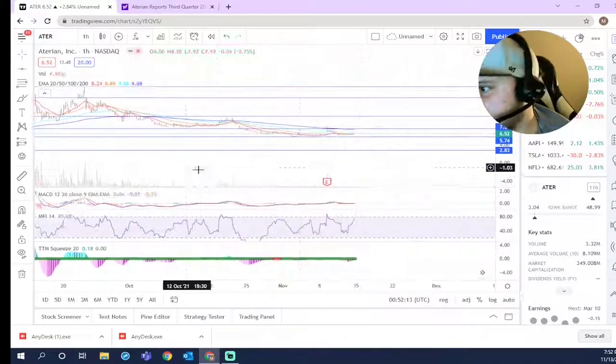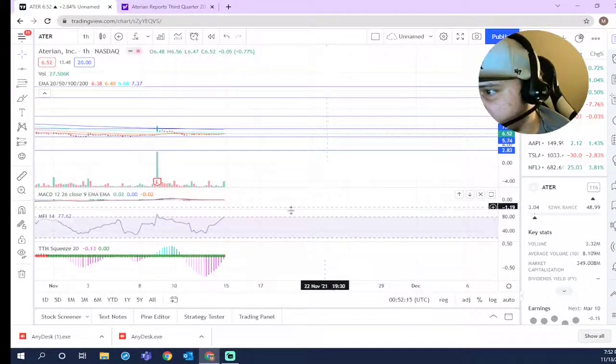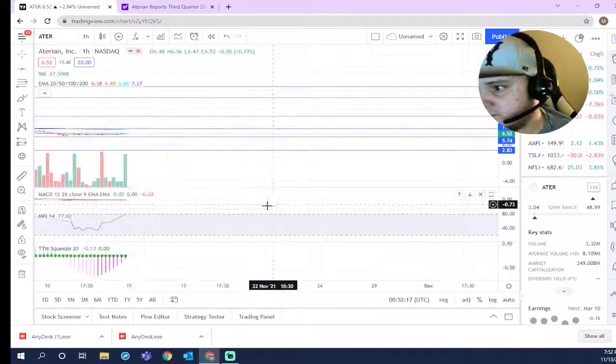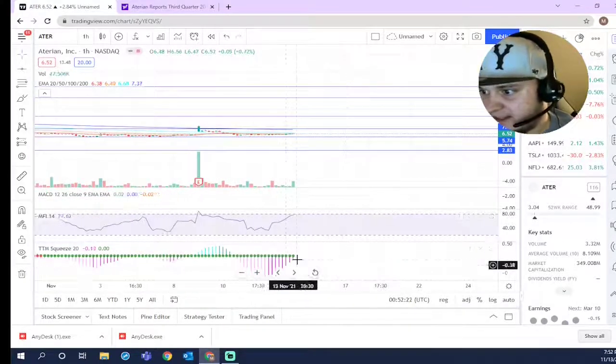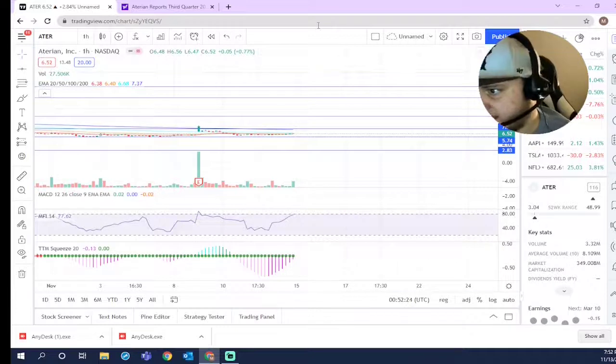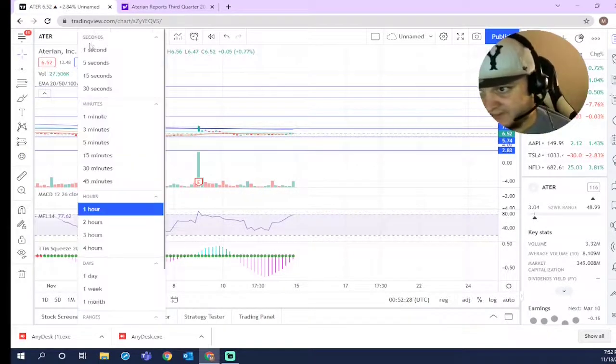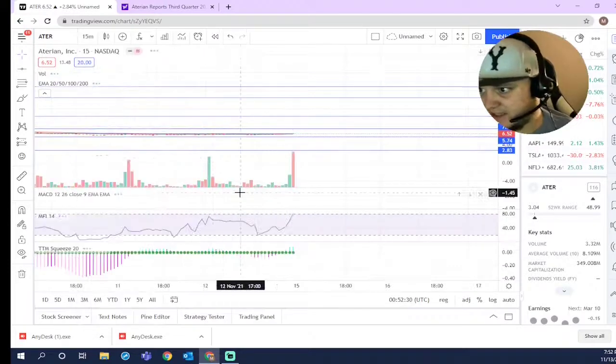Even here on the hourly chart, the MACD is turning. The blue is crossing the yellow. The MFI is on that nice uptrend. TTM squeeze is about to squeeze green. You've got these nice 3 green candles here. And then we'll zoom into even the 15-minute chart here.